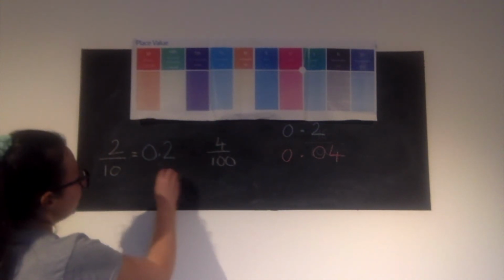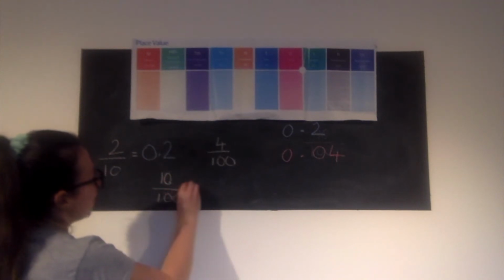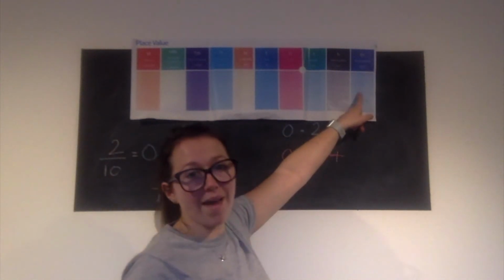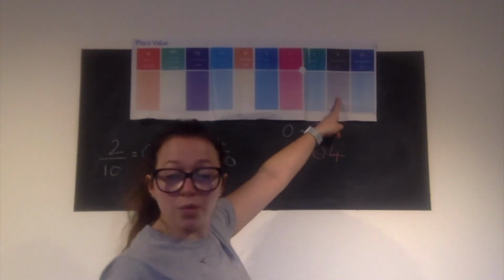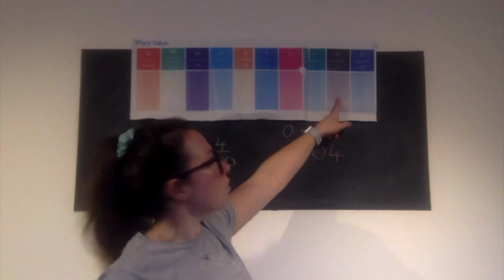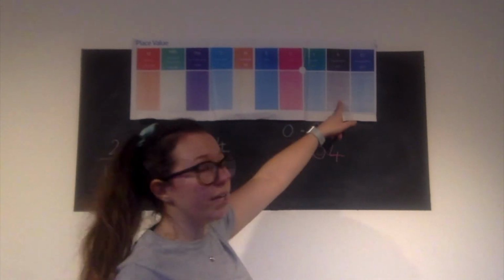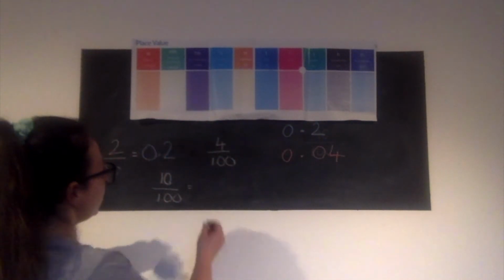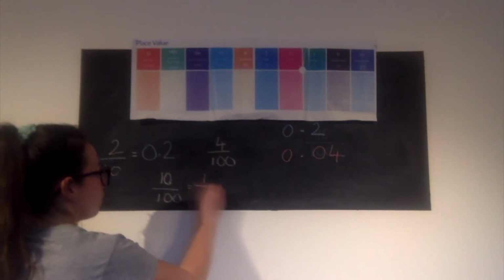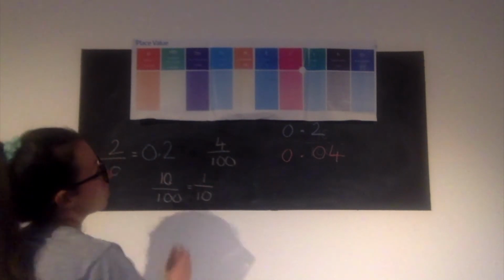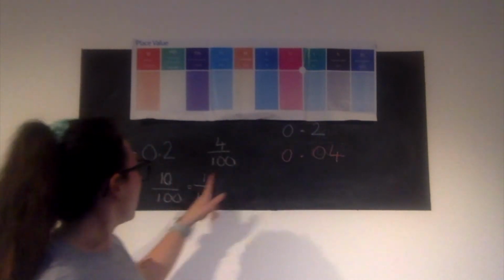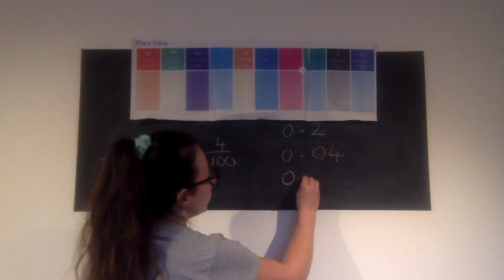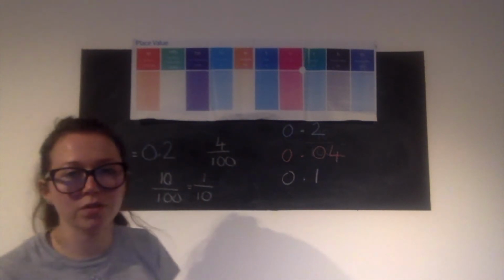Now my last one was a little bit of a trick. I said 10 hundredths. Now we can cancel these hundredths down. We can't fit 10 in my hundredths column here. We know that the maximum we can have is 9. So what do you think is going to happen if I've got 9 hundredths and I add one more hundredth, 10 hundredths? I'm going to exchange those and cancel this down to 1 tenth. 10 hundredths is the same as 1 tenth, so I can write this as a decimal as 0.1. Well done if you got that.